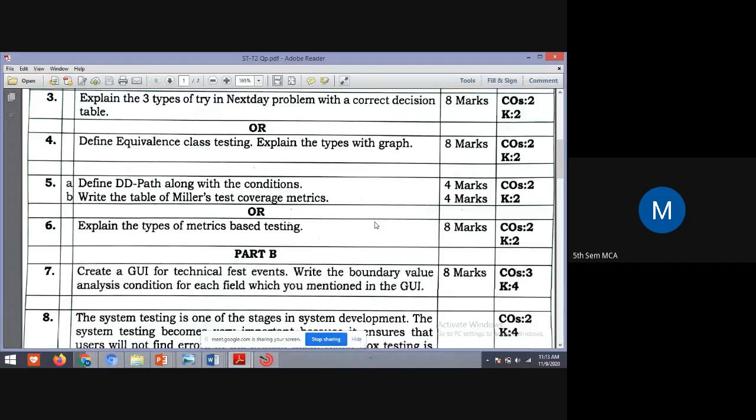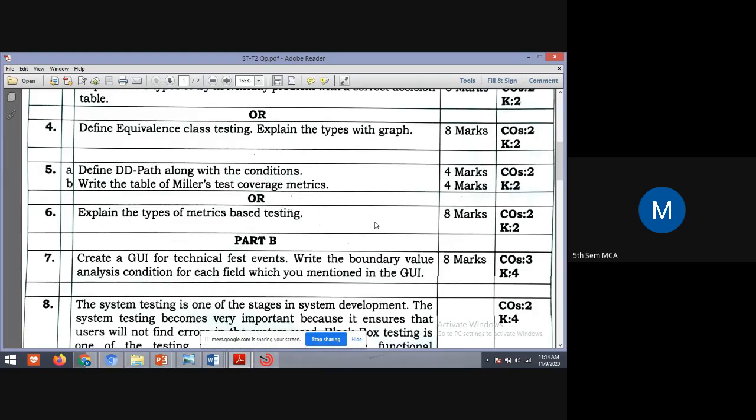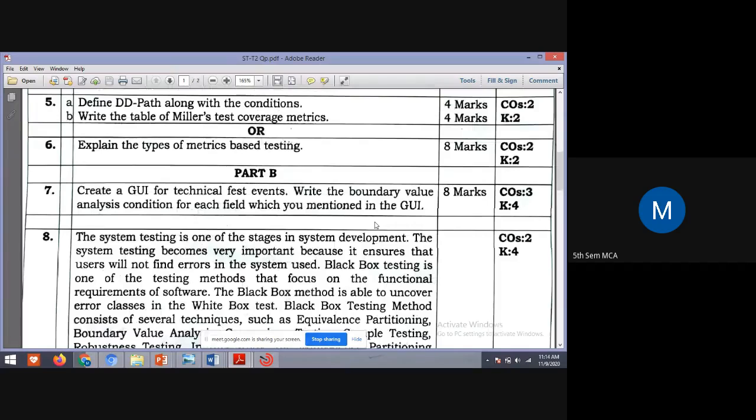Create a GUI for technical fest events. So with the boundary value analysis condition, write the boundary value analysis condition for each field which you have mentioned in the GUI. If you mentioned it in the GUI, then for everything you have to write the boundary value.